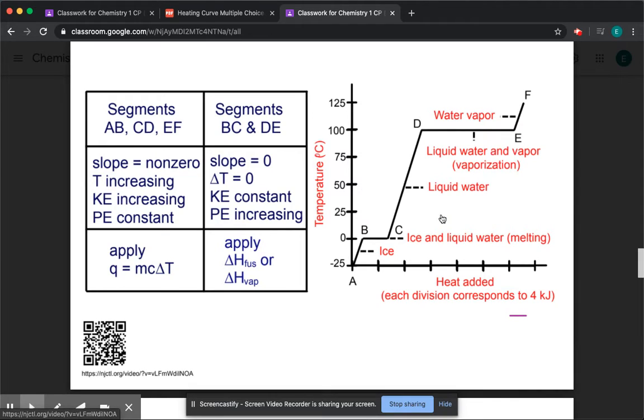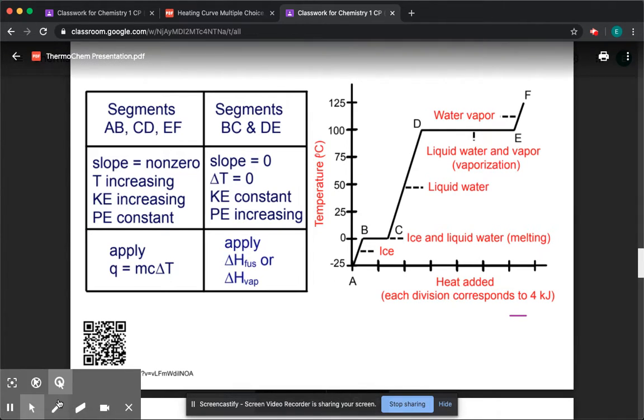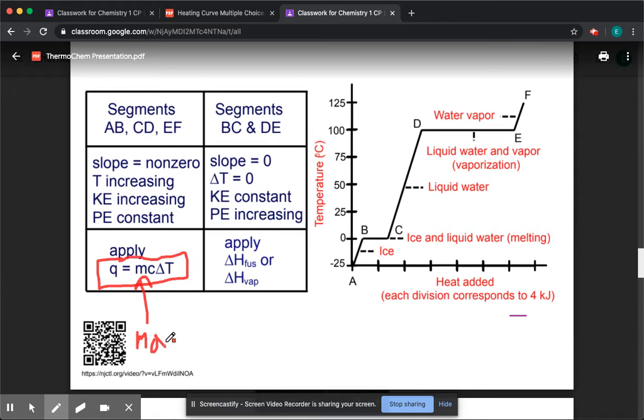Hello, everyone. Today we're going to continue with the trend of heating curves, but we're going to focus on calculations this time. Before we continue, there's a new equation we need to know, and that is this one. Q is equal to mc delta T. The M is mass. We all know what mass is.